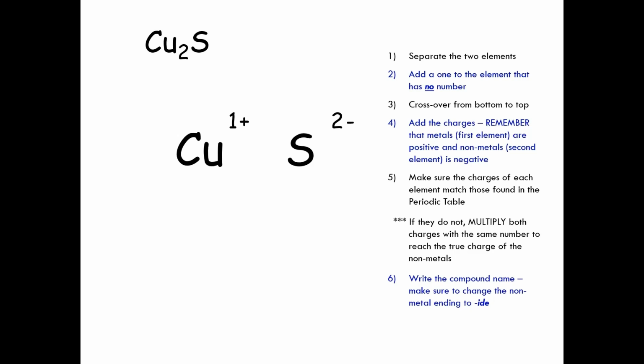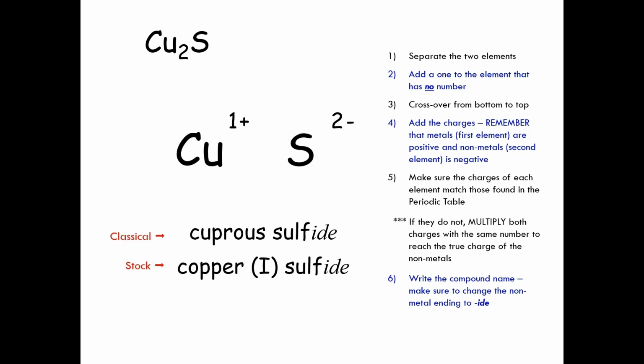Write the compound name. And so the classical name for this compound will have the ending OUS because copper's lower charge is 1 positive and its higher charge is 2 positive. And so the classical name will be cuprous sulfide. The stock name will be copper I sulfide, or copper 1 sulfide in Roman numerals.